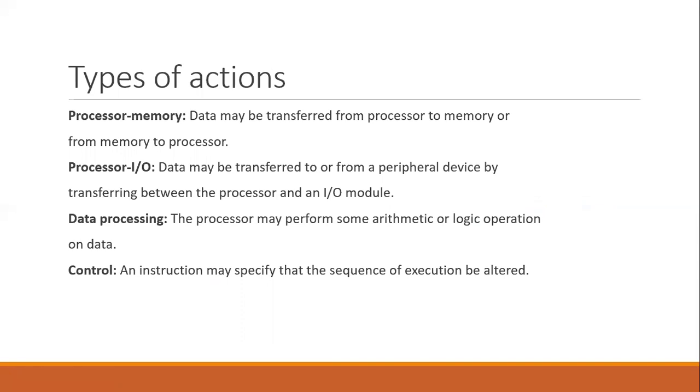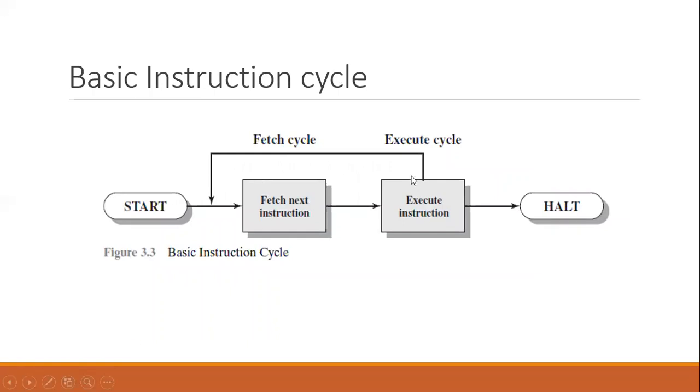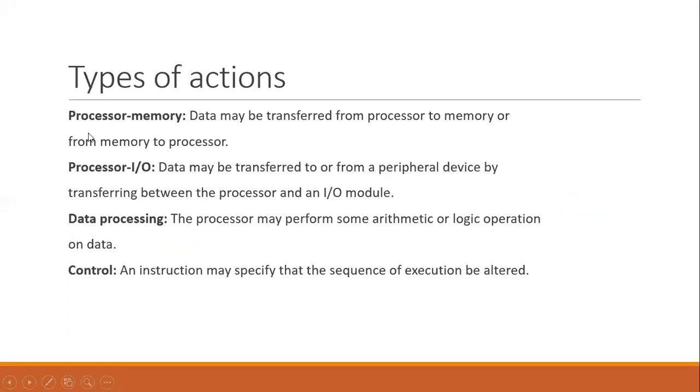When we are talking about instruction execution, it again has different parts according to the type of instruction. Based on the type of instruction, different actions may be taken. First, data can be transferred from processor to memory or from memory to processor, or from processor to IO module or from IO module to processor. Data processing can be involved: the processor may perform some arithmetic or logic operation on data. And last, if your instruction is of control type, then the instruction may specify that the sequence of execution be altered. So the control instructions include the branch instructions.